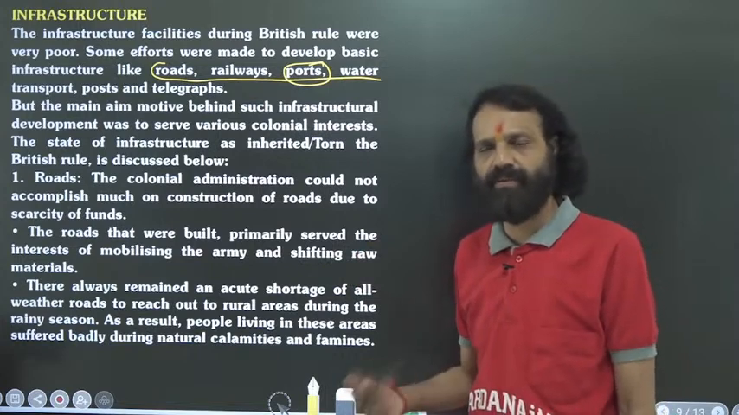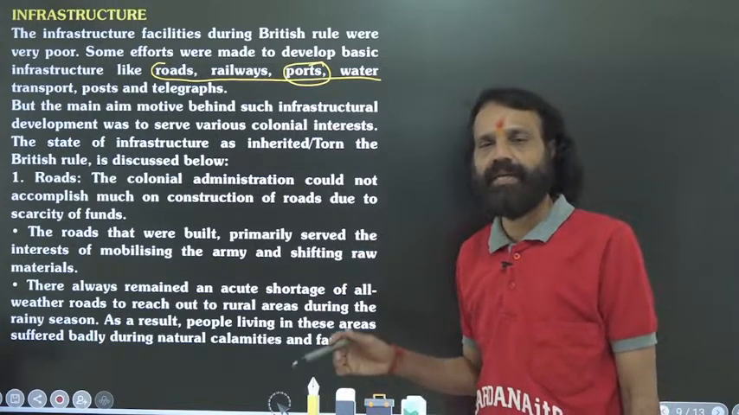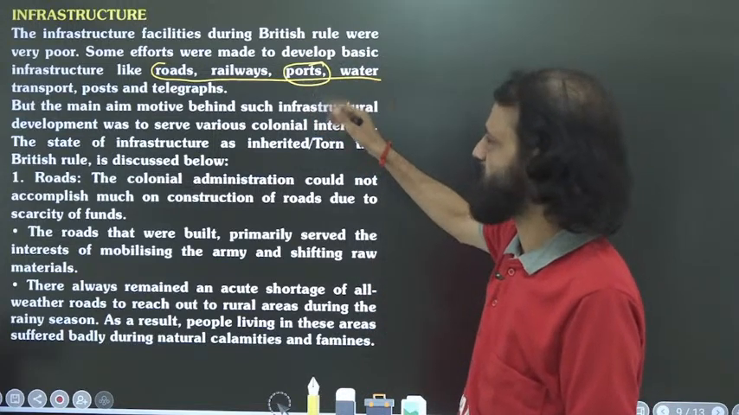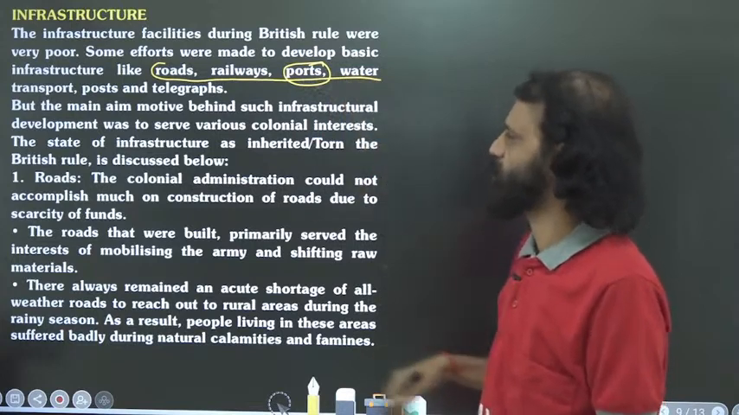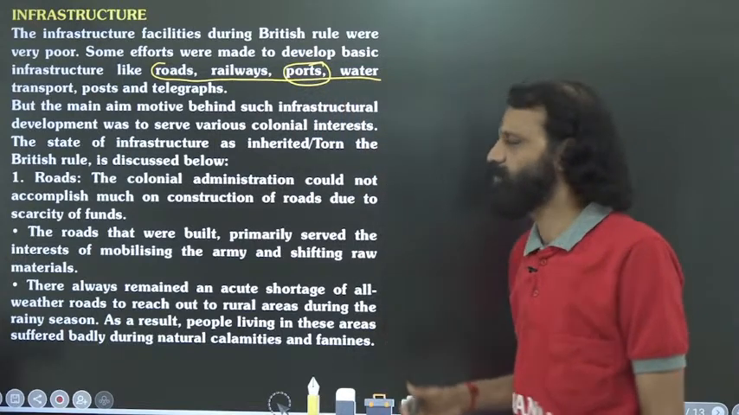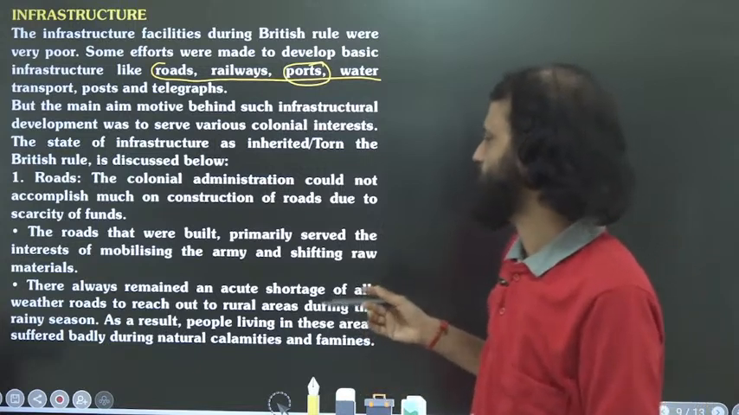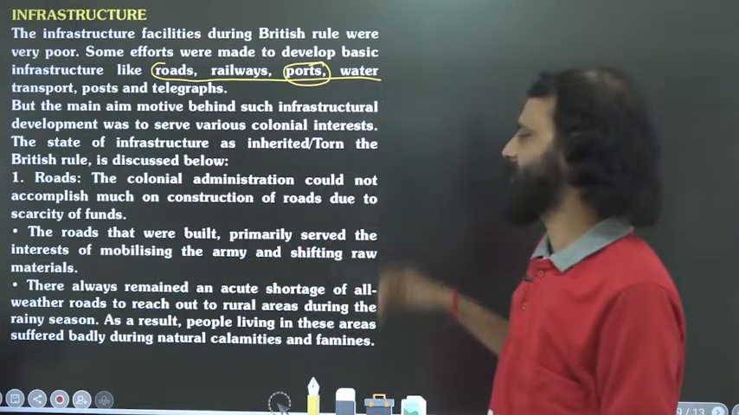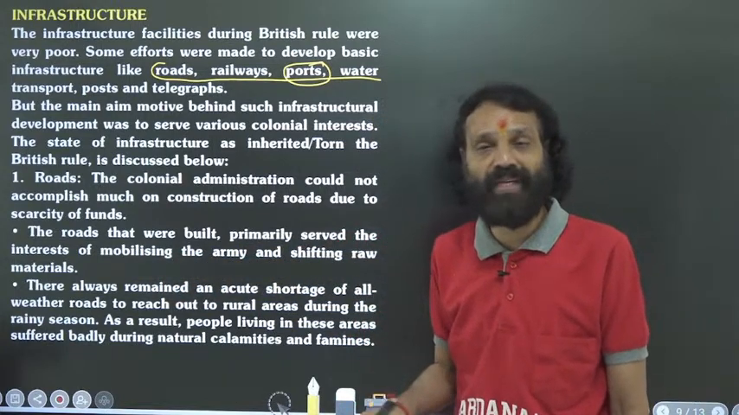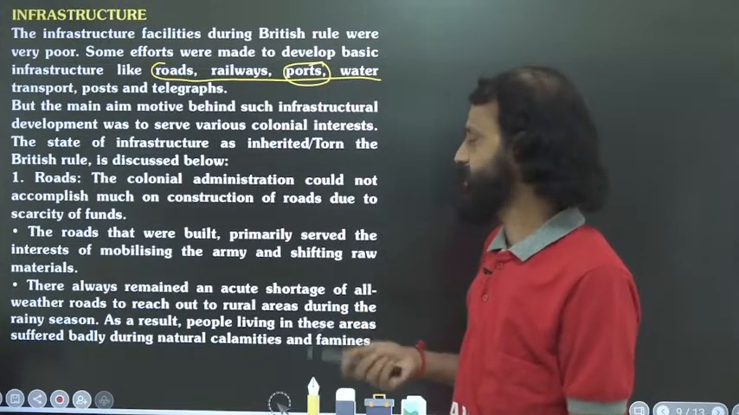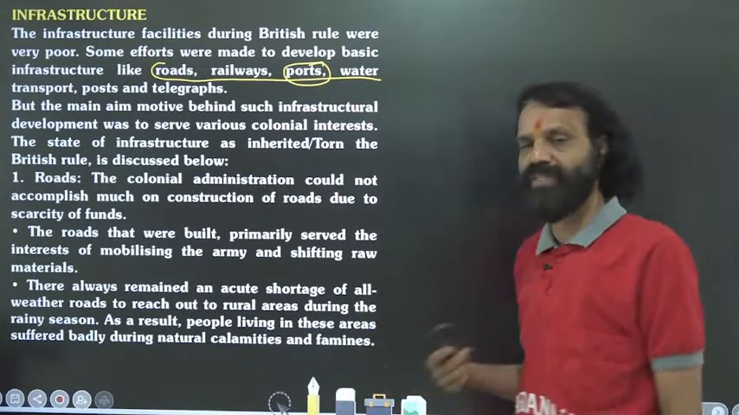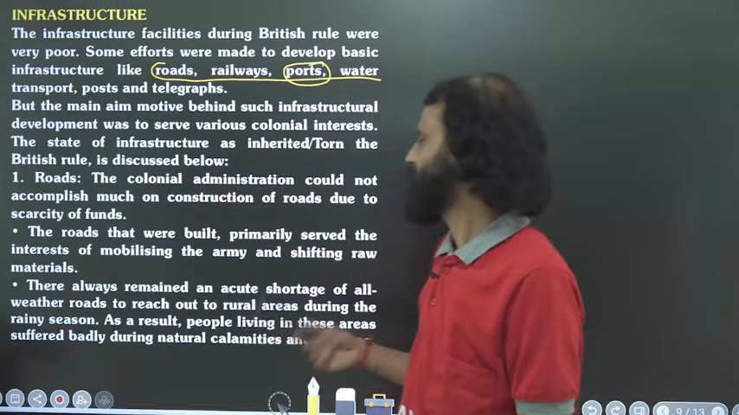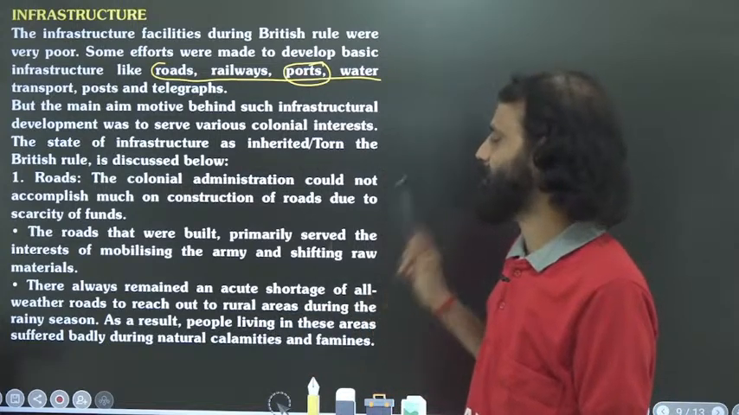They have invested, they developed some roads in India, they developed railways in India, and they also developed some ports in India, water transport system in India, post and telegraphs in India. Why? Because their ultimate aim was mobilizing the army and shifting the raw materials. To where? To Britain. They can easily collect the raw materials from all parts of India and take all those things to their country. That was their ultimate aim.